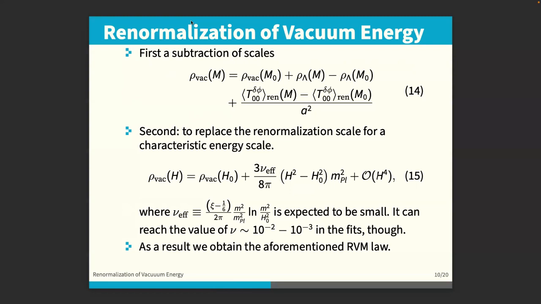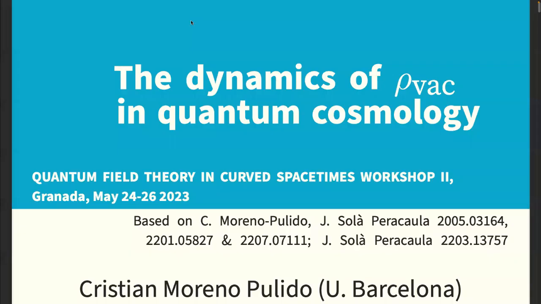And after that, we have to do an extra step that consists in setting the normalization scale to a suitable energy scale characteristic for the universe. And this energy scale is, in our case, the Hubble function, because in some way it reflects the characteristic energy scale of the expanding universe. So we end up with this expression here, which is exactly the same expression that I showed you at the beginning for the running vacuum model.